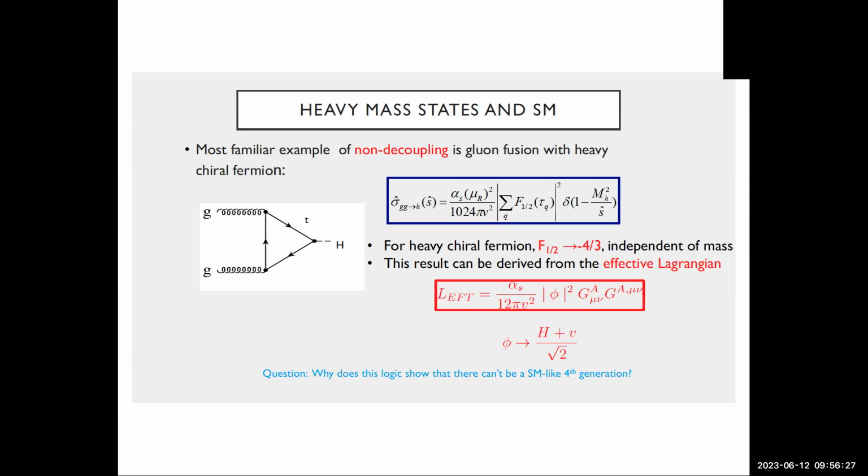And so this particular process can be derived from my favorite effective Lagrangian. If I had an effective Lagrangian where I shrunk this to a point, so I had phi dagger phi squared G mu nu squared, this effective Lagrangian gives me exactly the standard model rate in the limit that MT goes to infinity. So can anybody tell me why this logic tells me there isn't a standard model fourth generation?